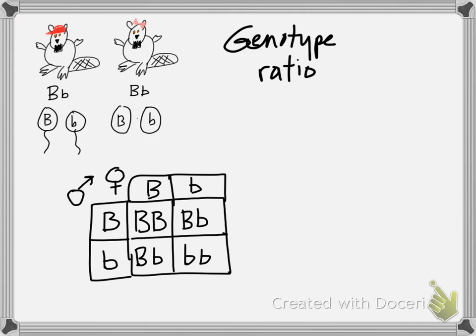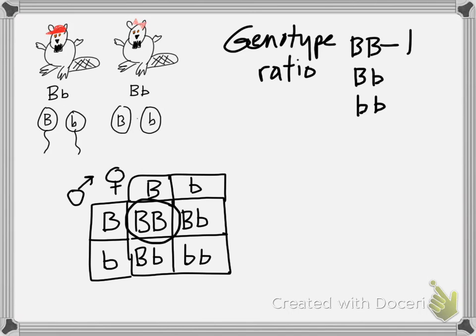Possible genotypes that exist for this trait. We could have big B, big B, we could have big B, little b, and we could have little b, little b. If you've got something that has two alleles, a simple dominant recessive, you're always going to have three possibilities for genotype for that gene. So we're just going to look down here. How many big B's do we have? Big B. There's one. Do we have any others? Nope. Just one.